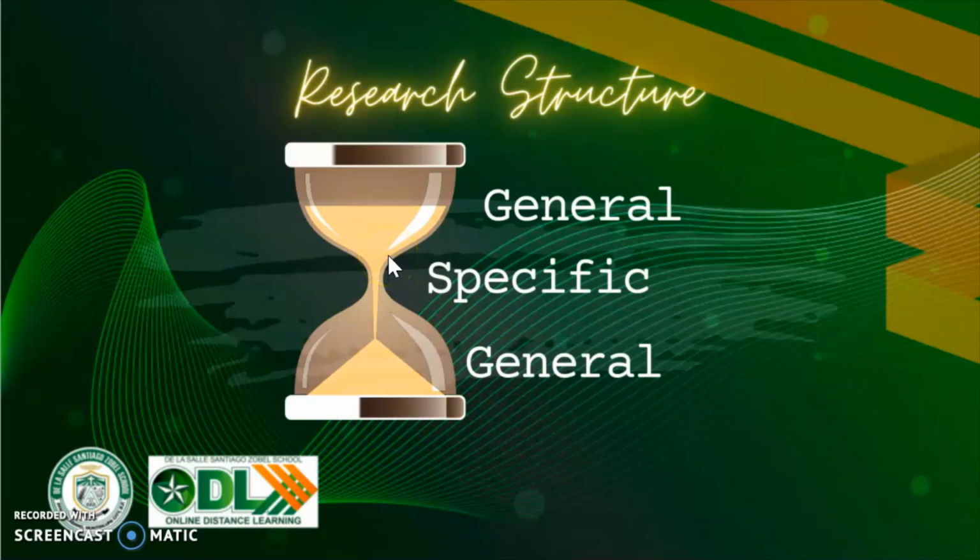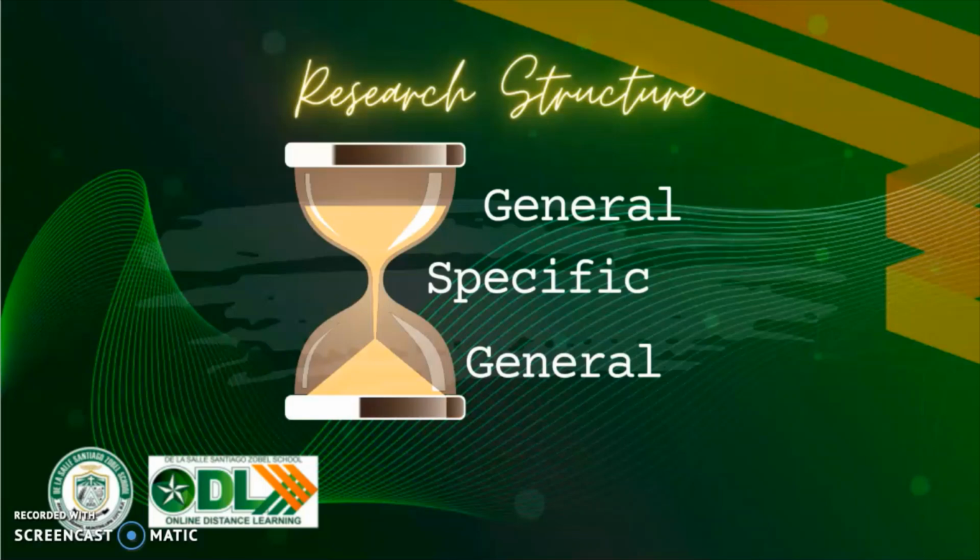phenomenon to another. And then last but not the least, it becomes general once more because you would like to try to apply your findings to the macro setting, which means that you would try to compare your findings and conclusions to what you have already discovered in your previous readings. That is why the research structure is comparable to an hourglass right here. It emanates from general to specific and then general once again.